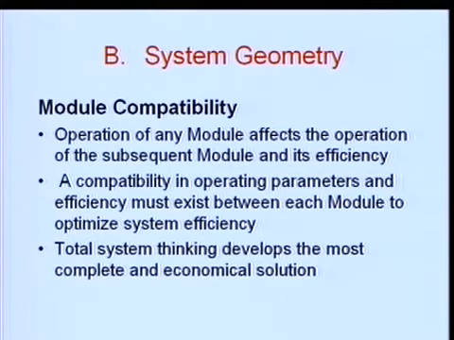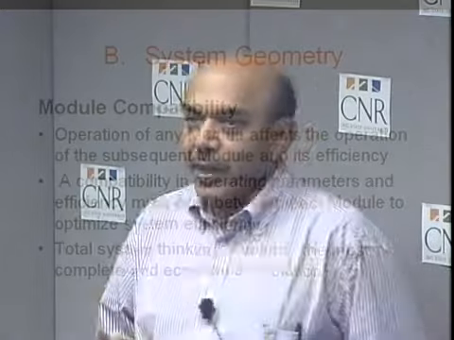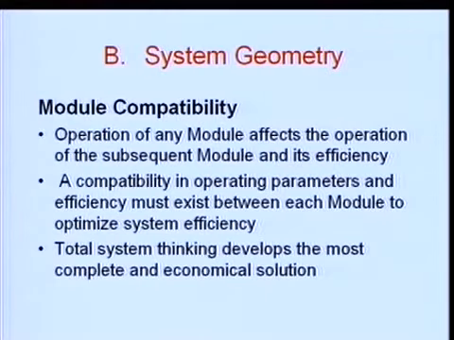Then next, compatibility in operating parameters. We will come to the operating parameters again. And compatibility must exist between each module to optimize system efficiency. That basically means, if you have a 3-stage screening system, you must have compatibility within the module itself, between each unit operation. And then overall, total system thinking develops the most complete and economical solution.